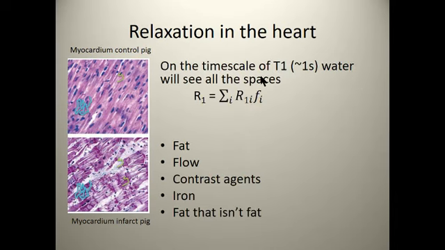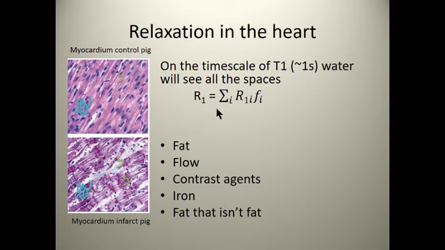On the timescale of T1, of the order of 1 second, the water actually sees all spaces. This blue line demonstrates the diffusion of water, and as you can see, it moves between all these different spaces, and so it samples them equally. So we can apply this motional narrowing case, and the R1 of this water will be the sum of the R1 in each environment multiplied by the amount of time it spends in each environment. So this ends up being a weighted sum.